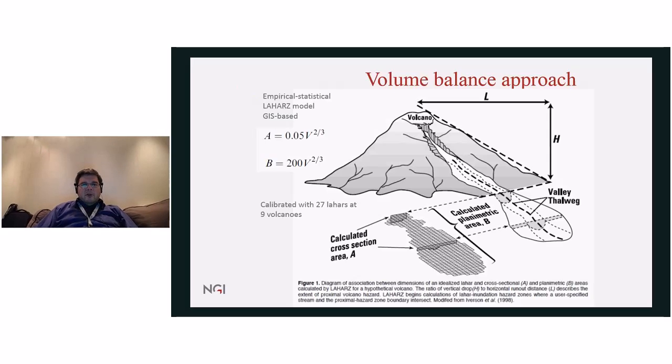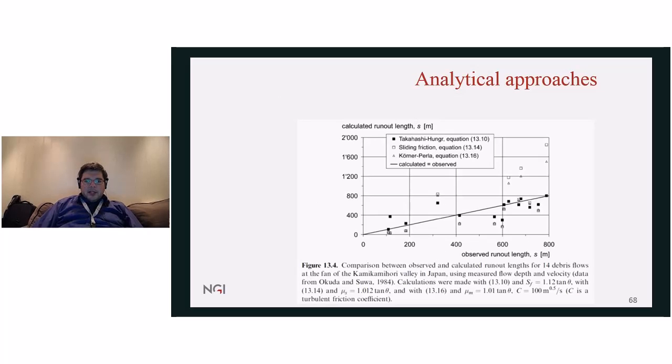There are some volume balance approach models like LAHAR-Z, developed by the USGS, which is illustrated here. The basic idea of the model is that one defines the uppermost part of the deposition fan, and then the model is run from there downstream. There are also some relations based on observations relating runout length and observed runout length.